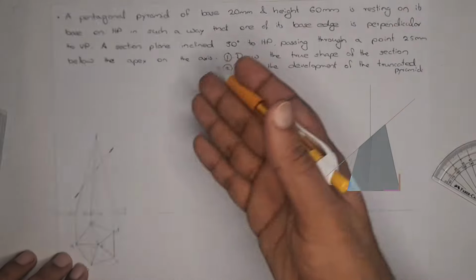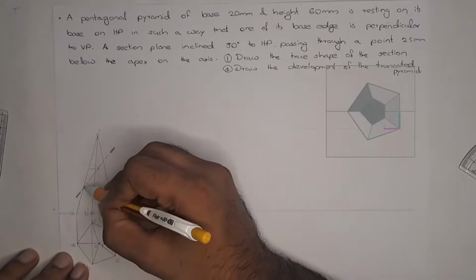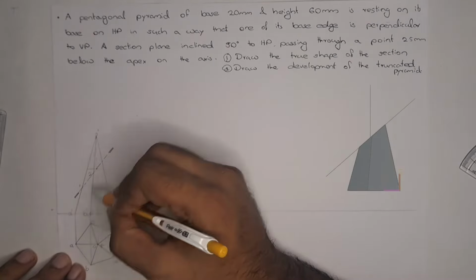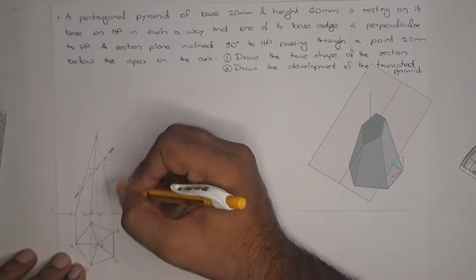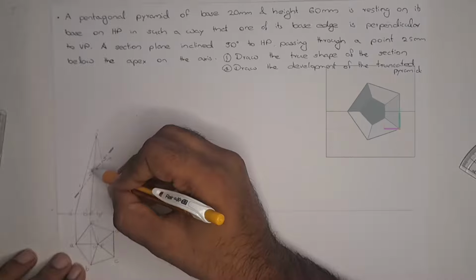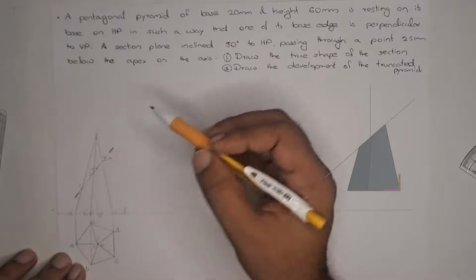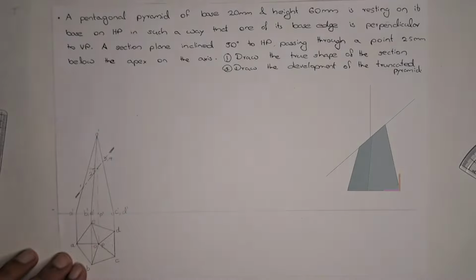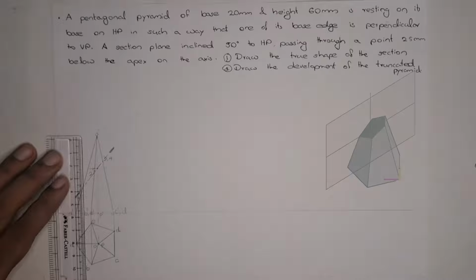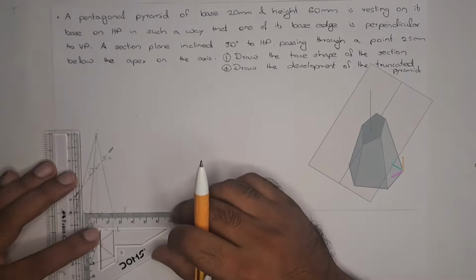Now it cuts through every slant edge. So we mark the points here. 1 is on OA, 2 is on OB, 3 is on OC, 4 on OD, and last 5 on OE. So 1, 2, 3, 4, 5. Now we can mark the points here by using perpendicular lines.